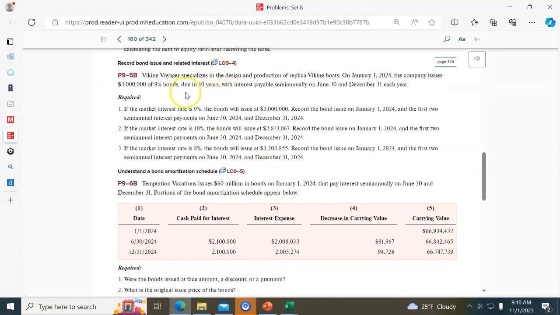Okay, now I want you guys to attempt this next one. If the market interest rate is 10%, the bonds will issue at $2,813,067. Record the bond issue on January 1st, 2024, and the first two semi-interest payments on June 30th and December 31st. Okay, can we take a minute and try to do that? I'm going to run to the restroom real quick. I'll be right back. Got it? Attempt this, guys. You guys can work together, too.